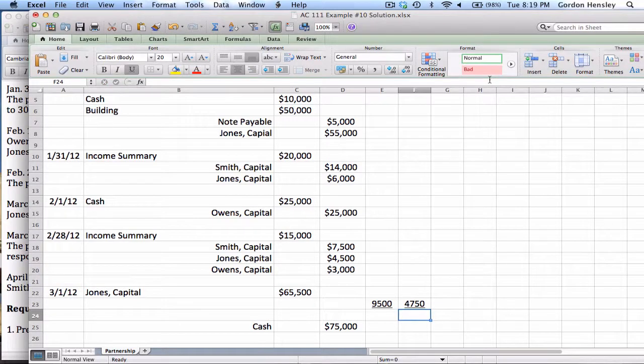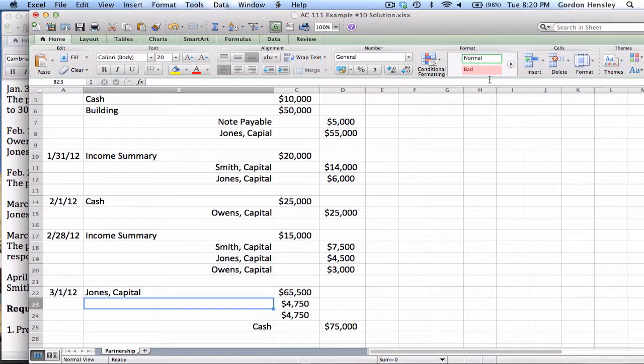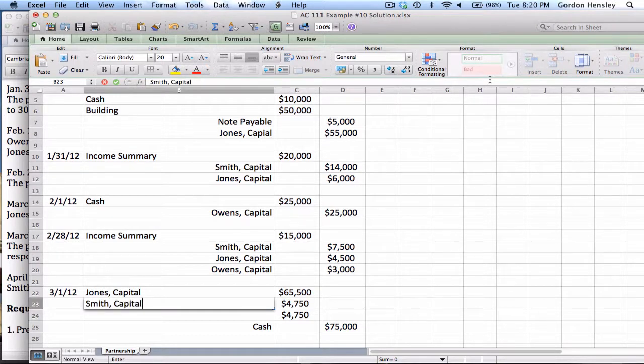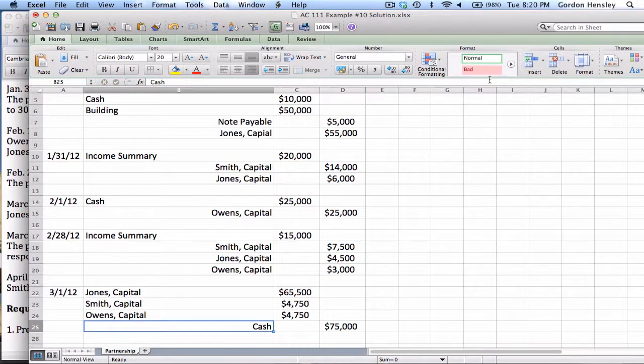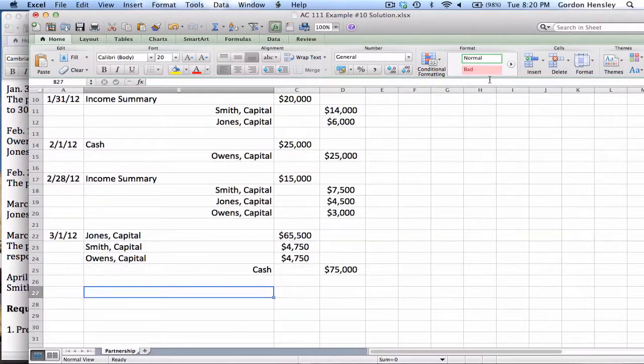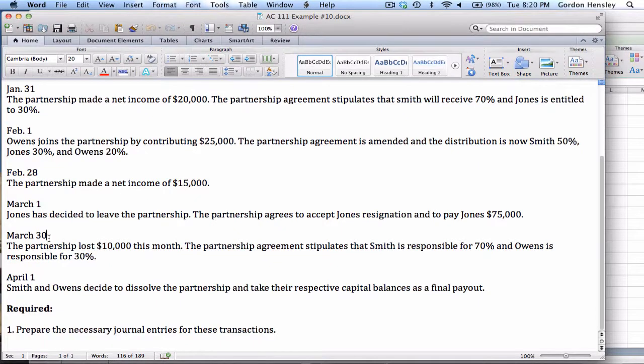Well, that difference, if you cut that in half, that's $4,750. Now, why am I cutting that in half? Because the difference there that has to be made up for, that's going to have to be made up out of the other partner's capital. So Smith Capital will go down a little bit, and Owens Capital. So the 2 partners that we have left, we'll take a little bit out of their capital to cover that difference, that discrepancy.